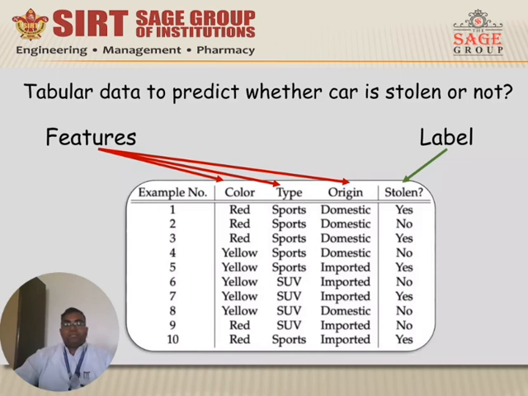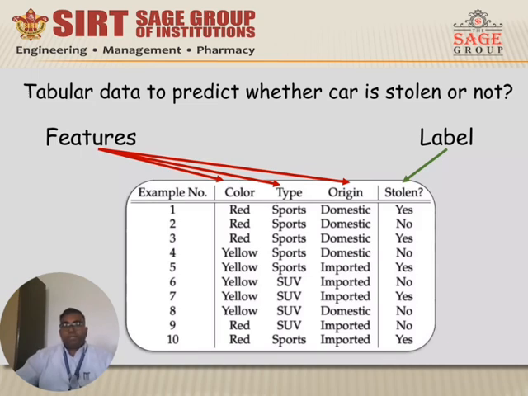Now, as an example, you can see we have example number, color, type, origin, and the final result. We have features called color, type, and origin. If red, sports, and domestic, then it is labeled as stolen. For red, sports, domestic, somewhere it is also labeled as no, not stolen. Then red, sports, domestic, somewhere the label is stolen. For yellow, sports, domestic, we have the label no. So here we predict whether the car is stolen or not.